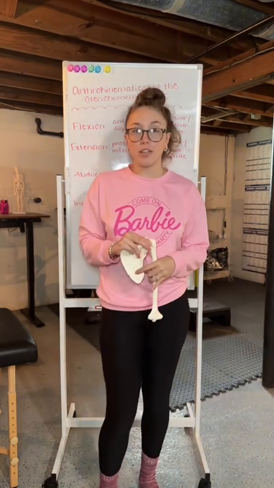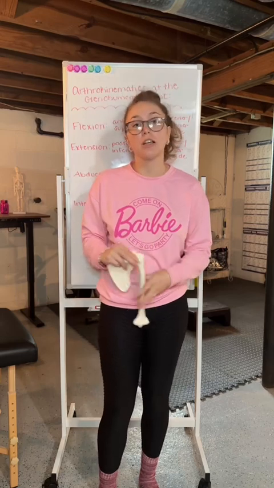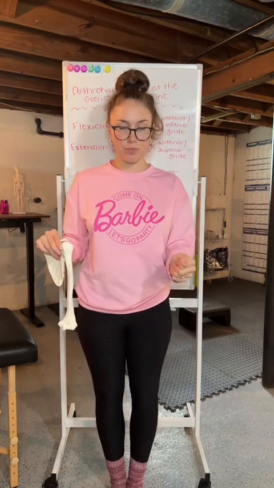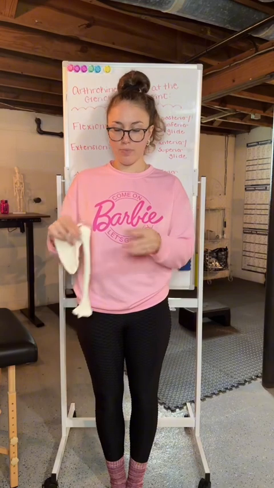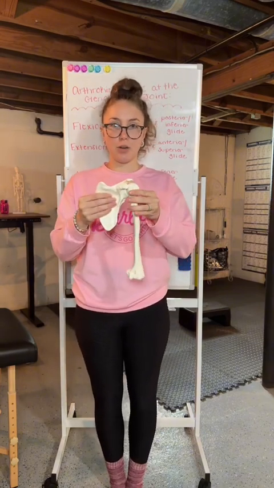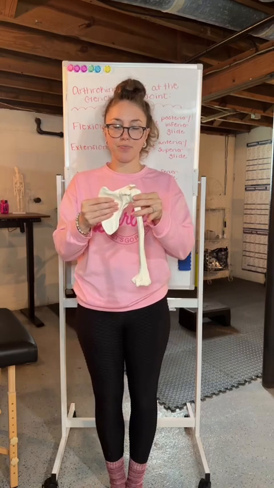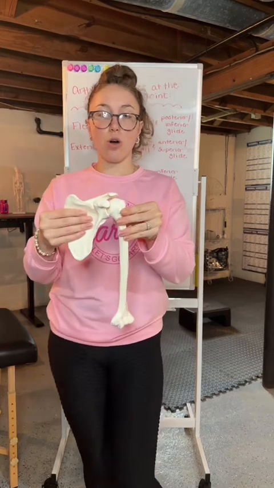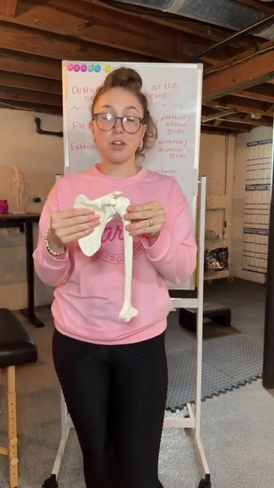Our next motion is shoulder internal rotation. So, on me, it would look like this. Internal. Now on the model, it's a little bit harder to visualize, but it's going to go almost like this. So, what are we seeing here? We are seeing an anterior roll and a posterior glide.